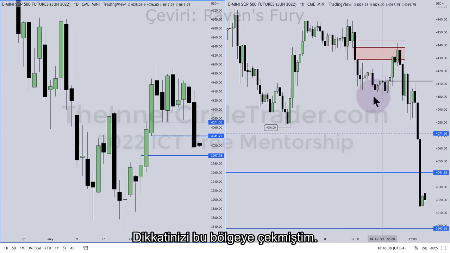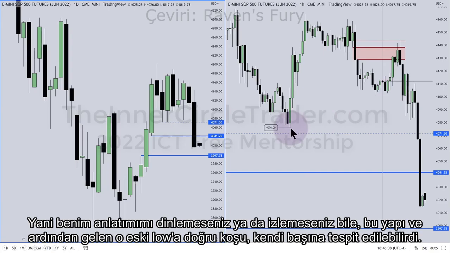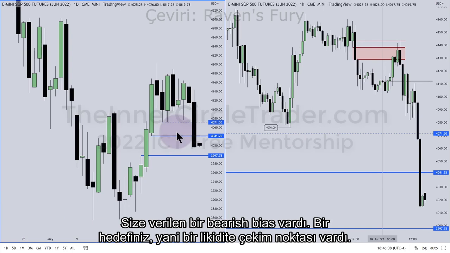I drew your attention here. I mentioned how we would likely go below those lows. And then we have an old low back here. So even if we weren't looking at my commentary or watching it, this framework here, then running to that low, is something that you should have identified. So you had a bearish bias given to you.